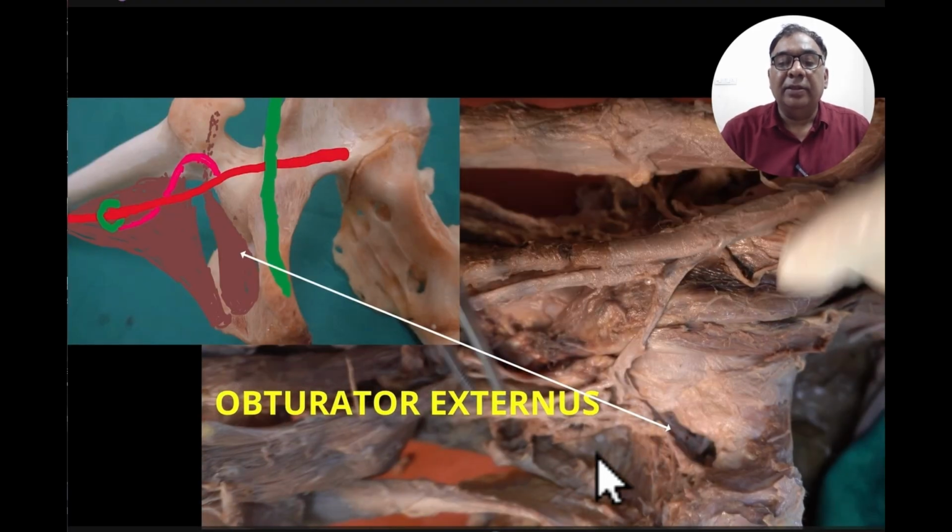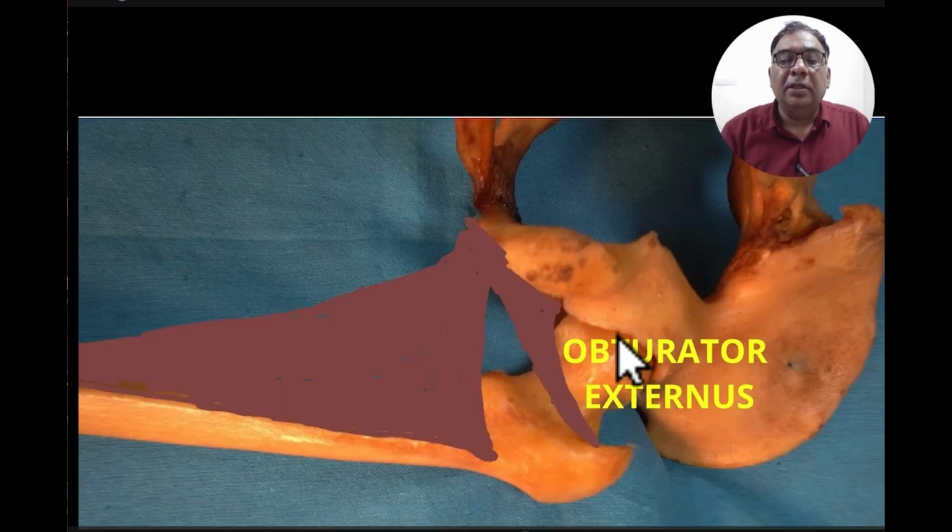Here we can see this is obturator externus muscle and this is adductor magnus muscle and this is medial circumflex femoral artery. Here it winds round the neck of femur and passes between obturator externus muscles and adductor magnus muscle. This is gluteal region and this is upper part of back of thigh. This muscle is obturator externus muscle.